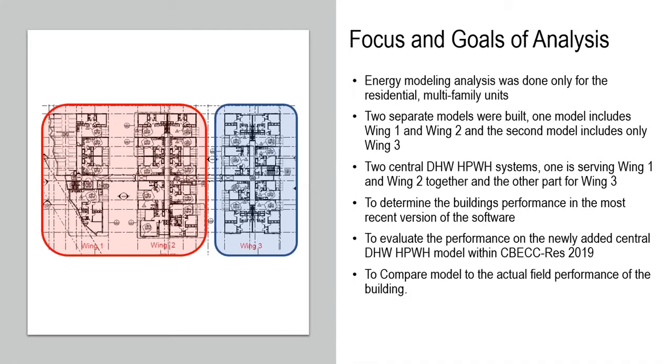Finally, our goal is to determine the overall performance of the building with this 2019 code. Another goal is to evaluate the performance of the newly added central domestic hot water heat pump water heater in CBECC-Res 2019. And finally, we want to look at the model versus actual field performance.